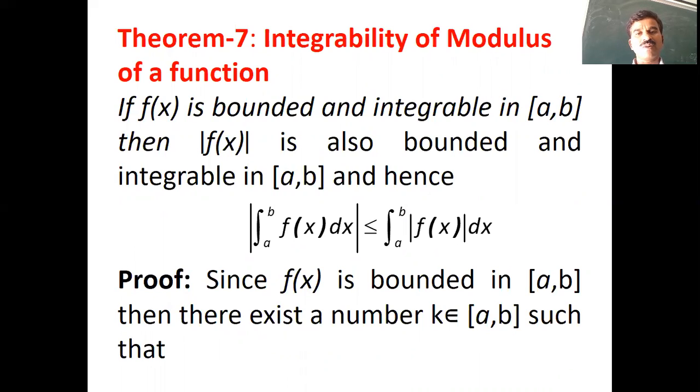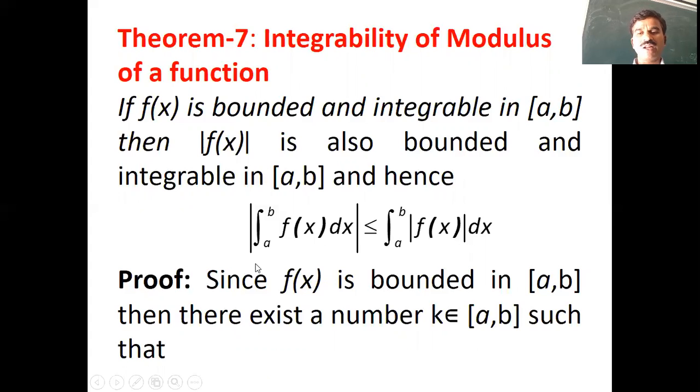Now let us see Theorem 7: integrability of the modulus of a function. Suppose f(x) is bounded and integrable in the closed interval [a, b]. Then the modulus of f(x) is also bounded and R integrable in [a, b], and hence the magnitude of the integral of f(x) dx is less than or equal to the integral of the magnitude of f(x) dx. Let us see the proof of this theorem.